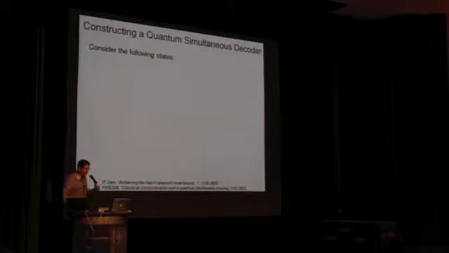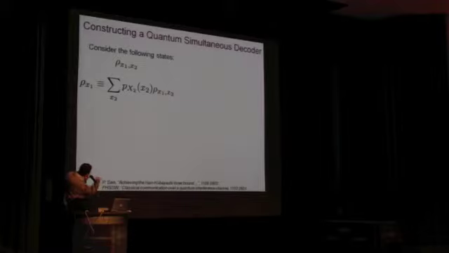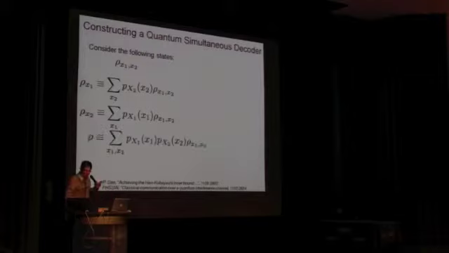So in constructing a quantum simultaneous decoder, we're going to have several states that we have to consider. Remember we're considering the multiple access channel, two classical inputs, one quantum output. The first type of state is where you know both X1 and X2. Another type of state is where you know X1 but you don't know X2, so you have to average over it. Similarly, there's a state where you know X2 but you don't know X1. And finally, there's the state where you average over both.